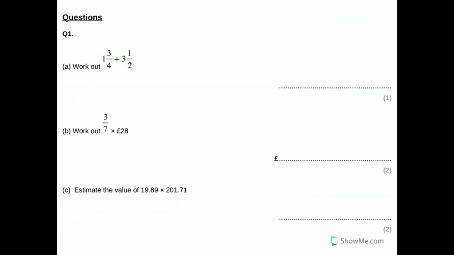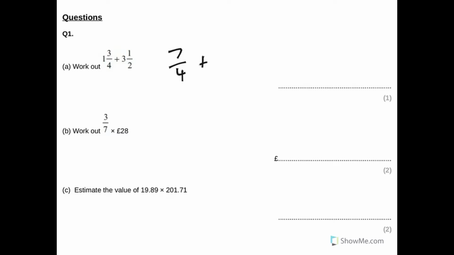Question 1. Use improper fractions when adding mixed numbers like this. So the first one, 1 3/4, that's going to be 7/4. Plus, you need to convert 3.5 in the same way into an improper fraction, and then use common denominators to complete the calculation. When you've done that, turn it back into a mixed number at the end.